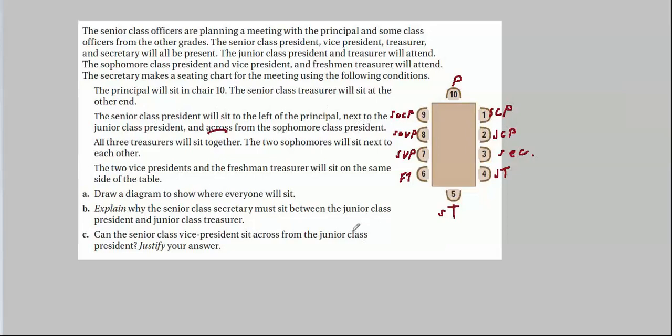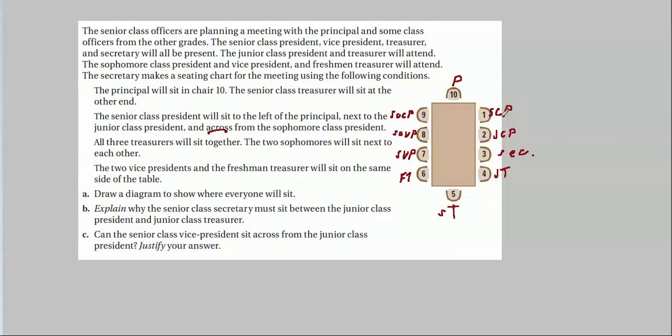I don't know which mathematical principle to point to, but I don't believe you can sit directly across from more than one seat. If you're in this seat, that's the one you're directly across from. Like I said, I can't tell you which postulate says that, but I believe it. I hope you do too. Which means the answer is no. He could not sit across from the junior class president.